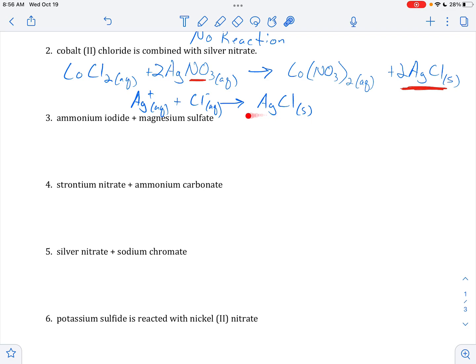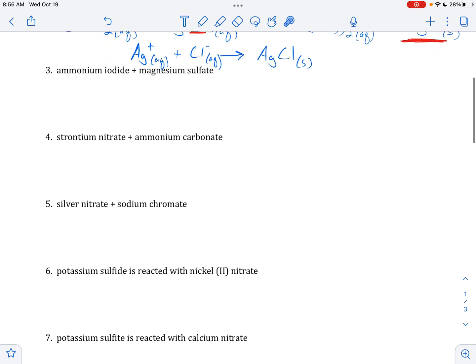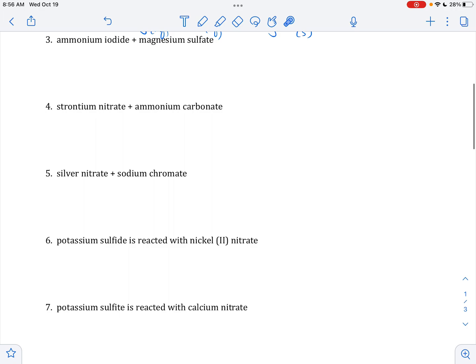I would also need to balance this equation. Now this is 1-to-1, so I really don't have to worry too much about balancing that equation because it's already balanced for me. If I was to go down to number 5, number 5 is silver nitrate, AgNO3. We just established that that's aqueous.